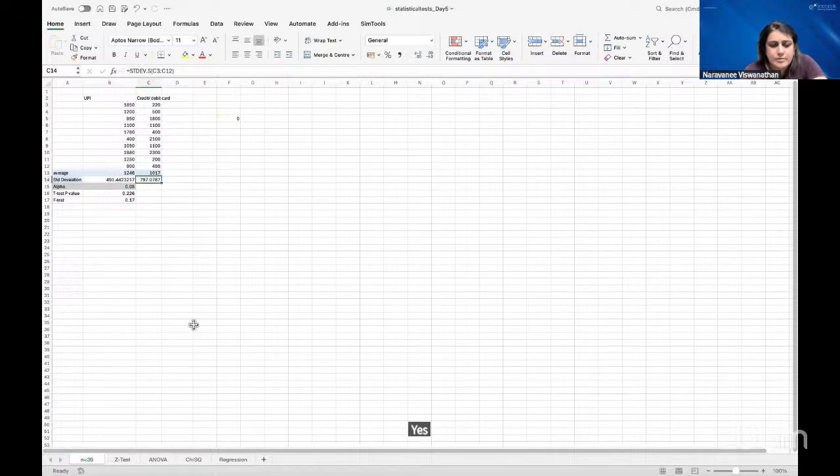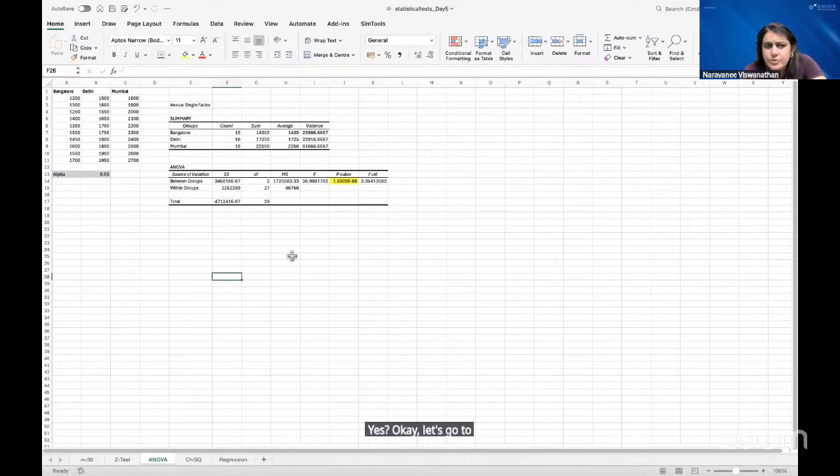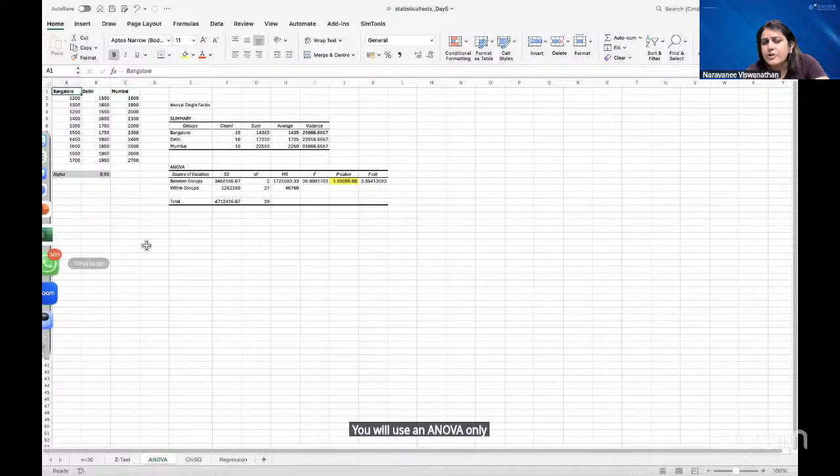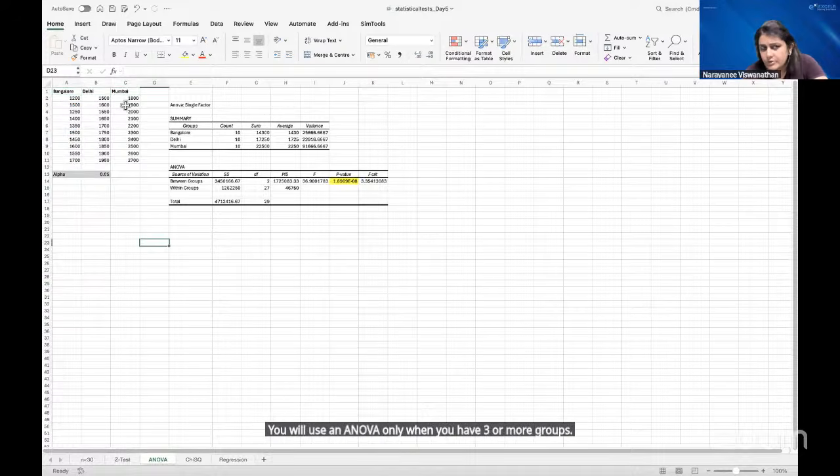Okay. Let's go to ANOVA since you want to know ANOVA. So go to sheet number 3, which is labeled as ANOVA. You can see that I've got 3 groups here. You will use an ANOVA only when you have 3 or more groups. You do not do an ANOVA when you have 2 groups. When you have 3, 4, 5, 6 groups, you do an ANOVA.